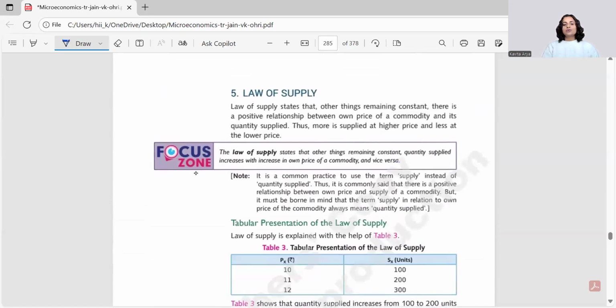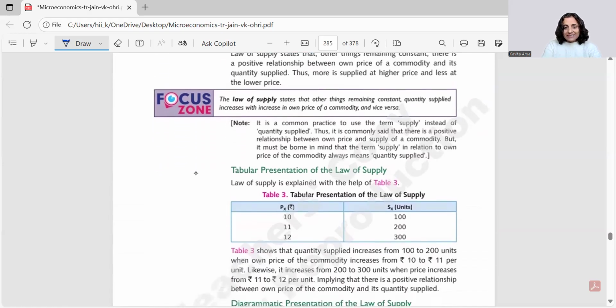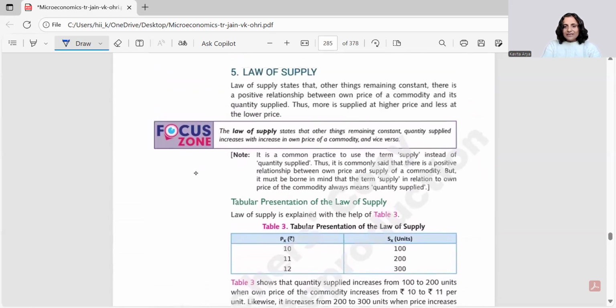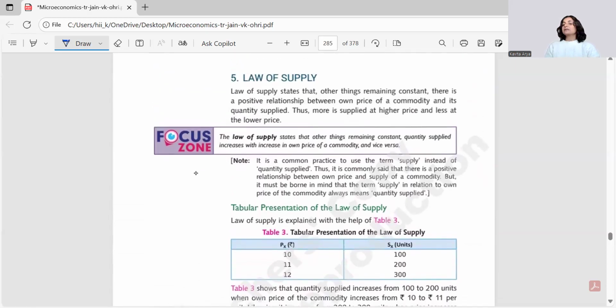Now let's move to the law of supply, as we had the law of demand. On a very similar note, we have the law of supply, and we have that word. Are you able to recall? Ceteris paribus. Other things remaining the same is its meaning, right? Other things remaining same, there is a positive relationship between own price and the quantity supplied. So this is the law.